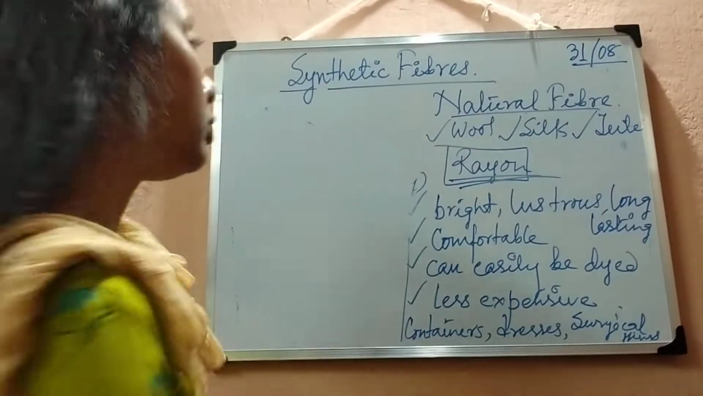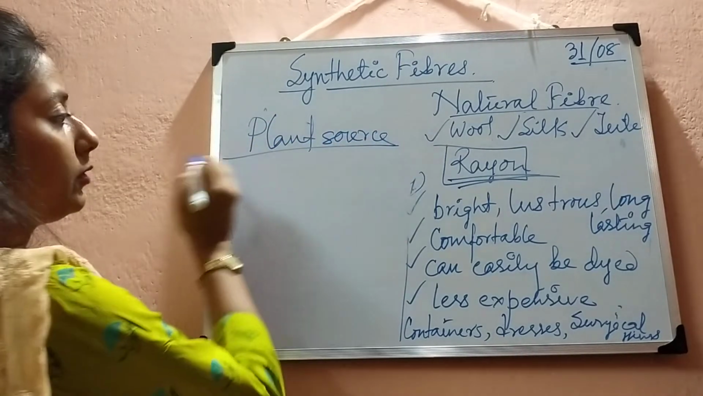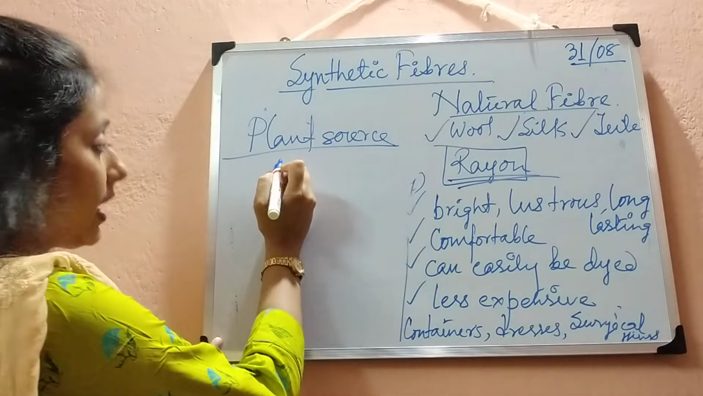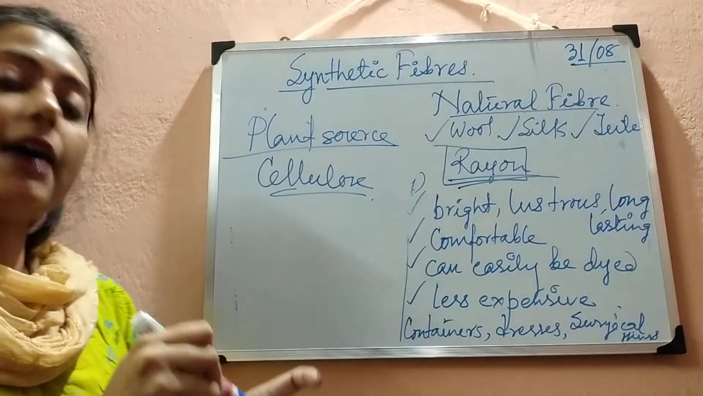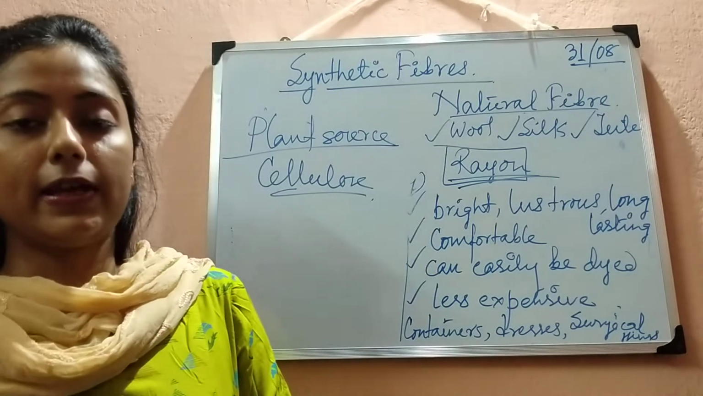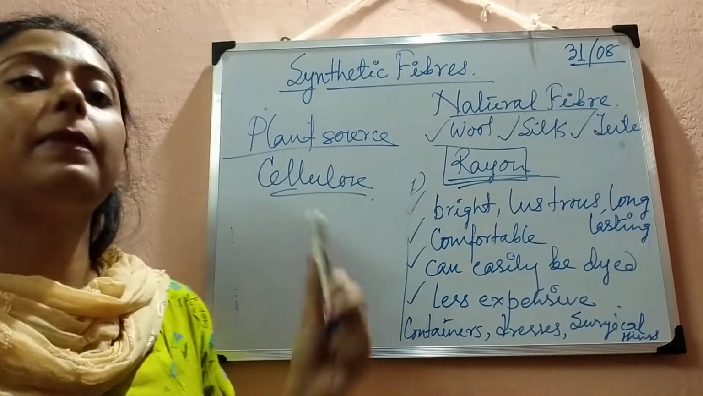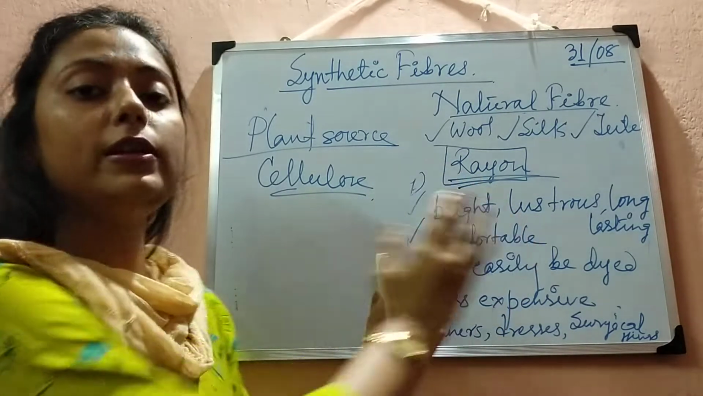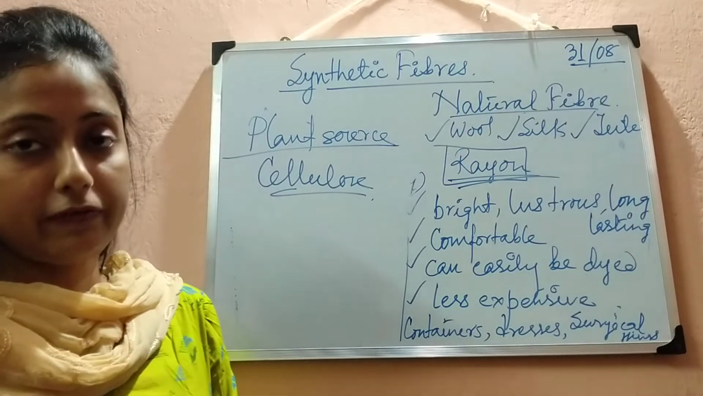What I told you, the source is plant source. Okay, the source is plant source. Be very specific, I should say. Plant cellulose. Cellulose is basically a plant fiber, and we cannot digest it, but some grazer animals like cows, buffaloes, sheep, deer, they can digest the plant cellulose. So plant cellulose is also a natural plant fiber from which rayon is obtained. Rayon is a kind of silk finish artificial fiber.